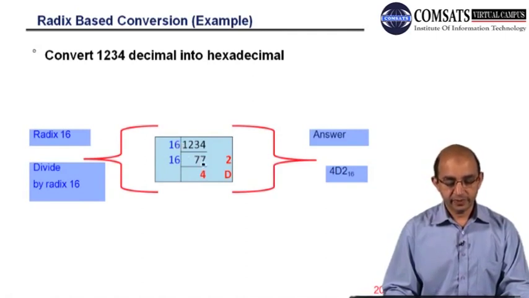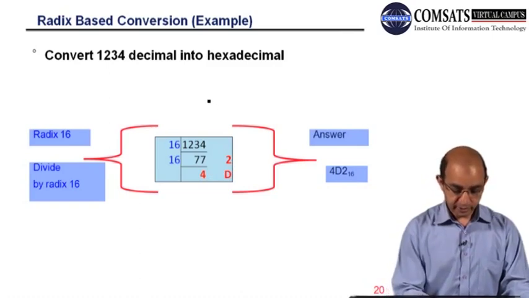So this is the quotient and this is the remainder, right? 16 fours are 64, right? And this is the remainder, right? So you can see that we have mentioned the remainder in hexa, right?